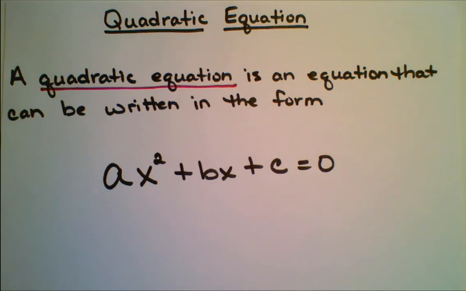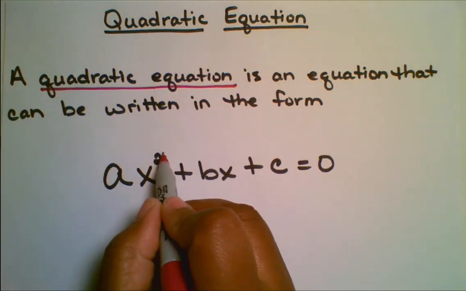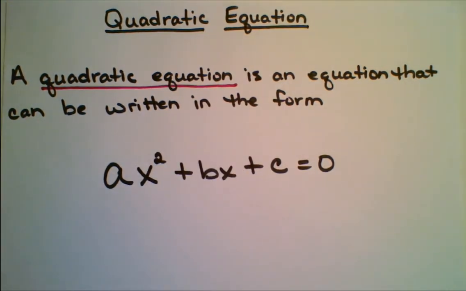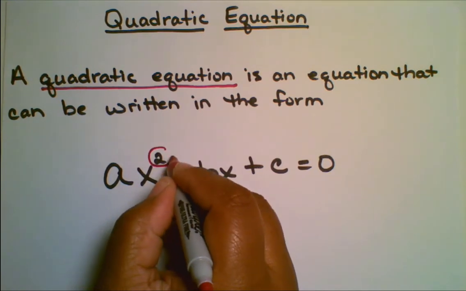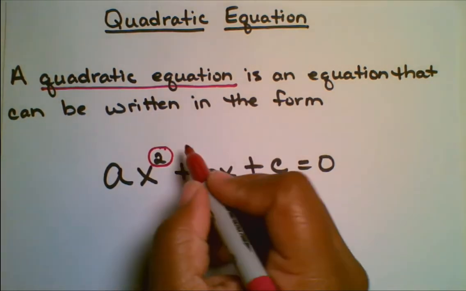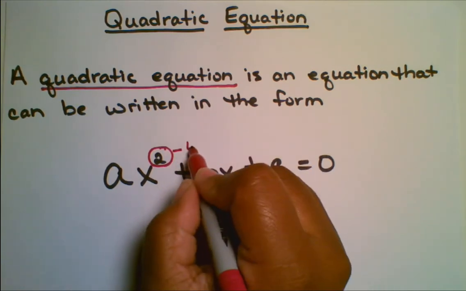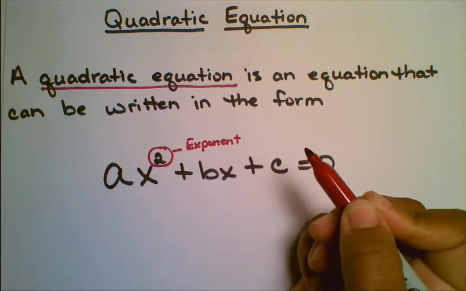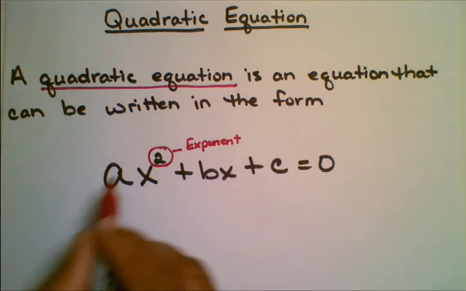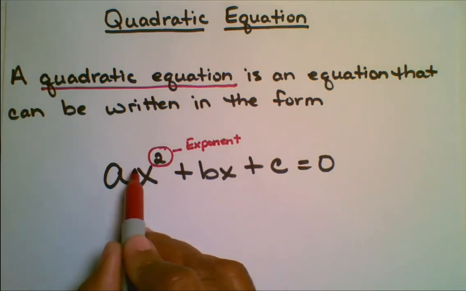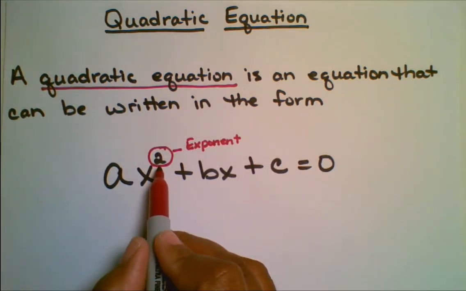But what makes a quadratic equation is the degree, or we can say exponent, to this equation. The exponent here, the highest degree, is 2. So what makes a quadratic equation a quadratic equation? The highest power in that equation is 2.